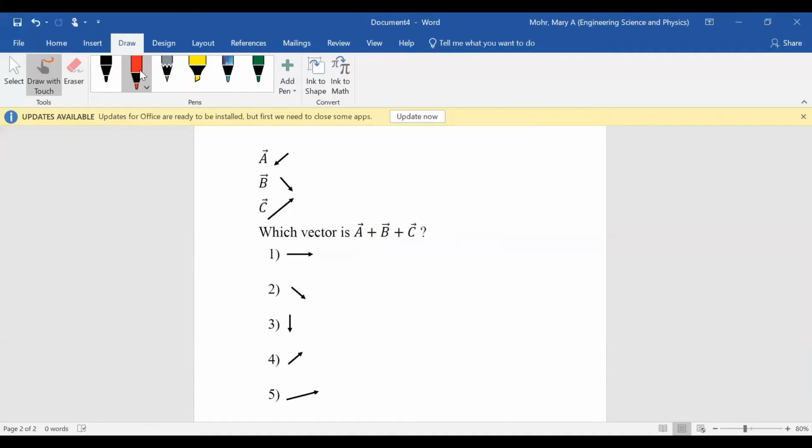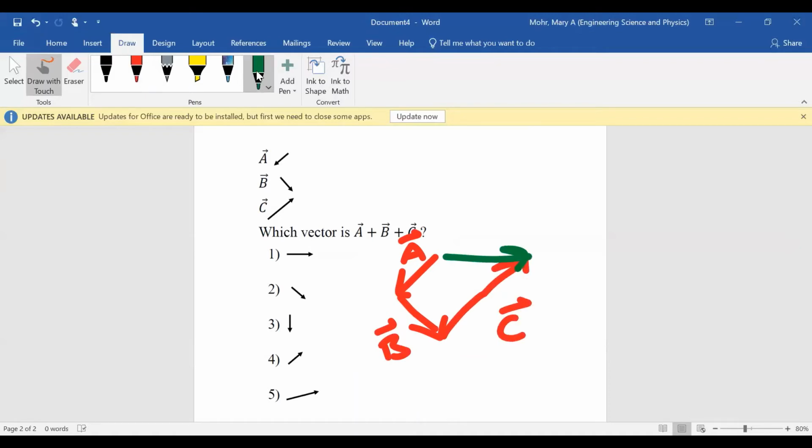Okay, so we want to add a and b and c. A and b have the same length. This is a, this is b, c is twice as long. There's c. So my resultant vector would be, that'd be number 1.